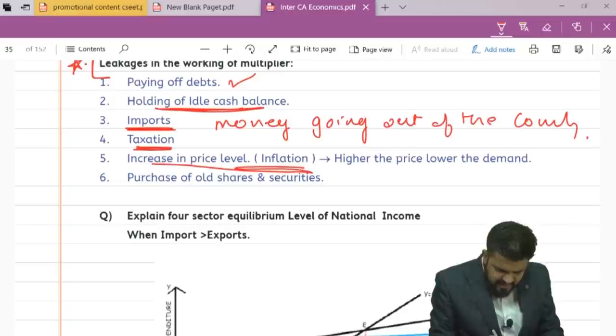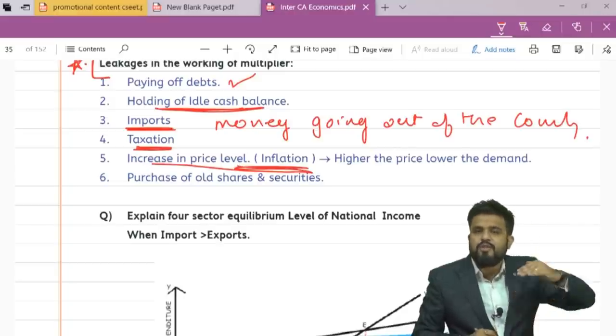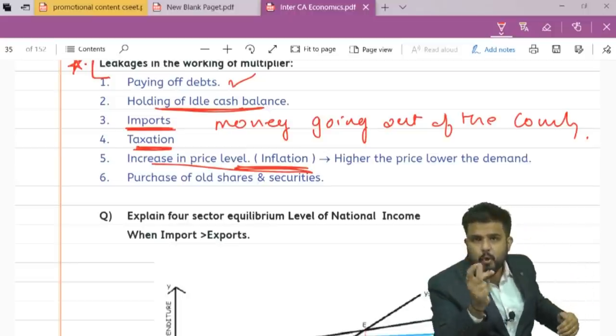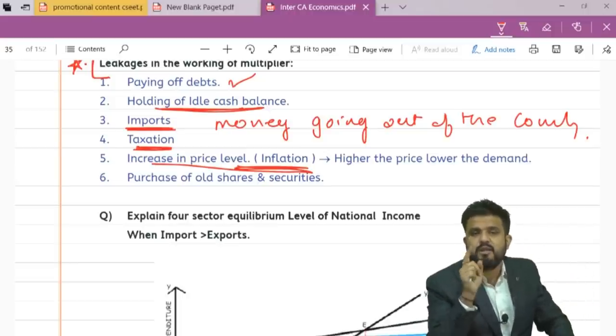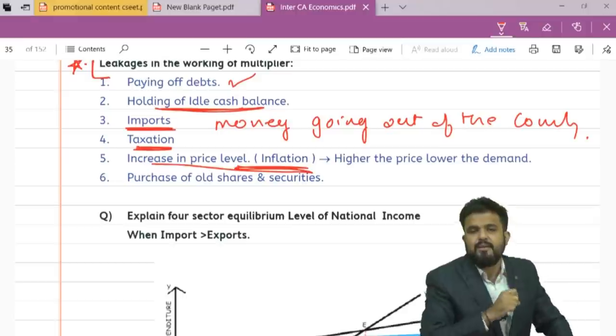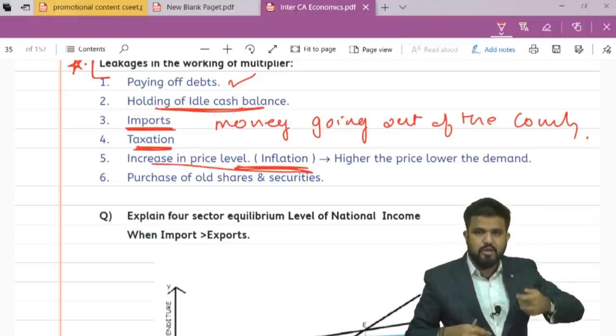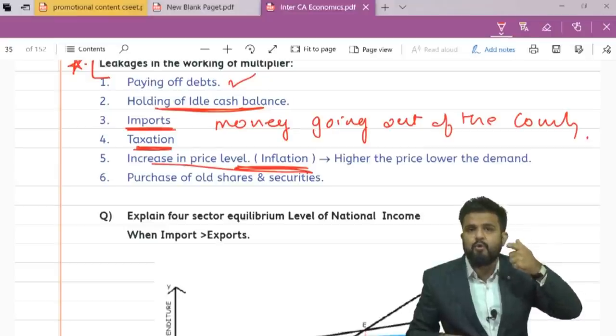Increase in price, that is inflation. Can I say that because of a rise in price, people will spend less, less money will rotate, consumption will be less, and the multiplier will be impacted? Students, the multiplier, or the multiplier percentage, will be more, k will be more, only when people spend, spend and spend.